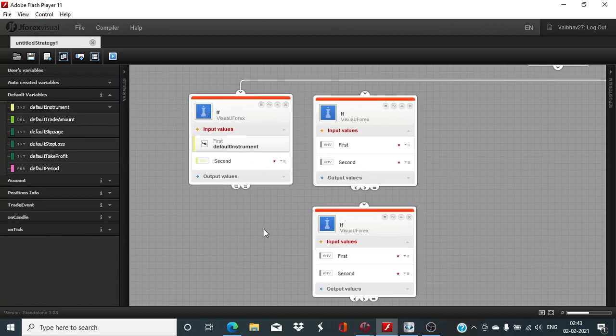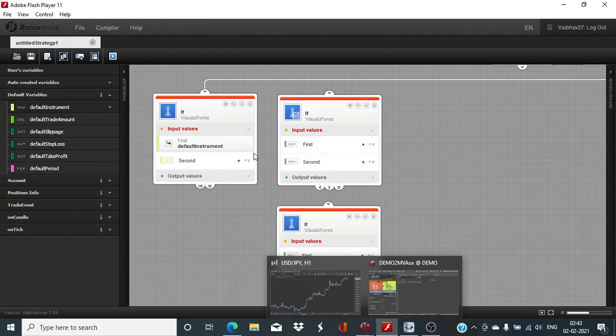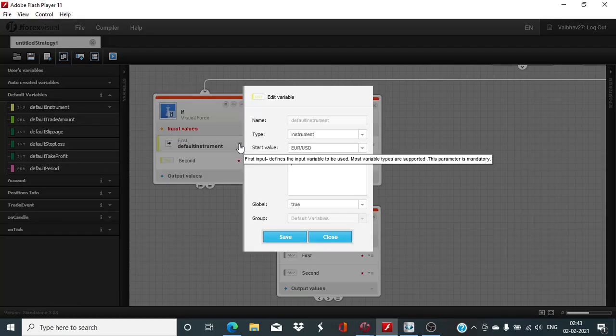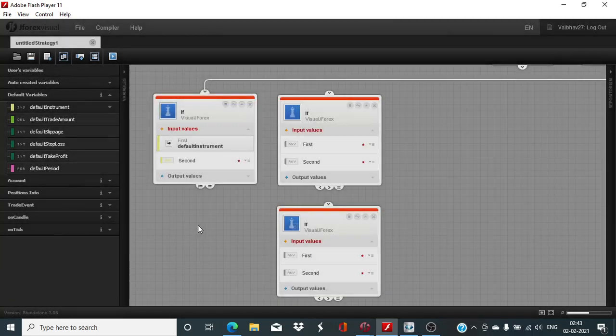and our chart was made up of USD JPY. So for this session I will change the default instrument to USD JPY. Let me see where is USD JPY. Okay, we got this.